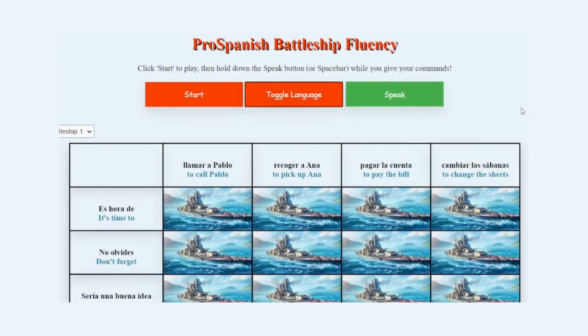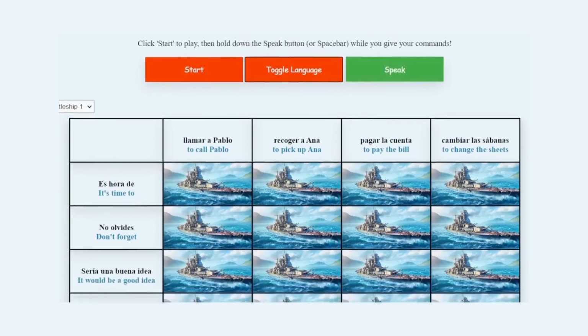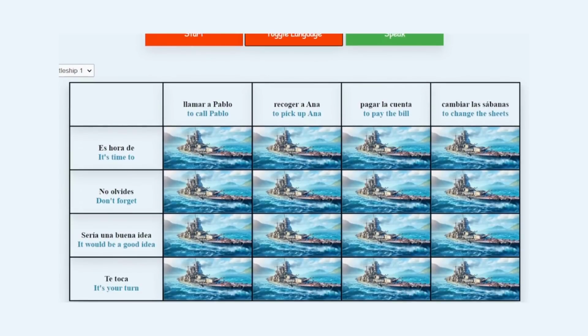Okay, so welcome to ProSpanish Battleship Fluency. And you can access this completely free on the website. Just go to the right hand menu, go down to the bottom and look for Battleship Fluency. Okay, let me quickly run through the aim and the objective of this. So we've got all these battleships here. Now there are 4 targets which we have to hit, and the way we identify a square, a target that we want to hit, is by using these coordinates.